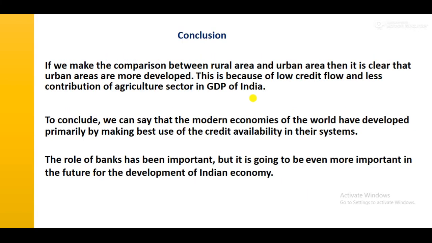At last, in conclusion, I want to say that if we make a comparison between rural areas and urban areas, then it is clear that urban areas are more developed. This is because of low credit flow and low contribution of the agricultural sector in the GDP of India. To conclude, we can say that the modern economies of the world have developed primarily by making the best use of the credit availability in their systems.